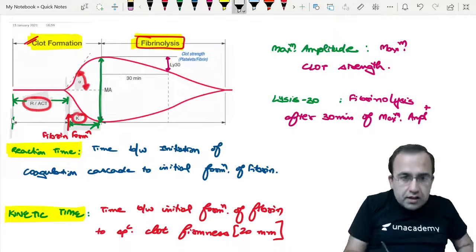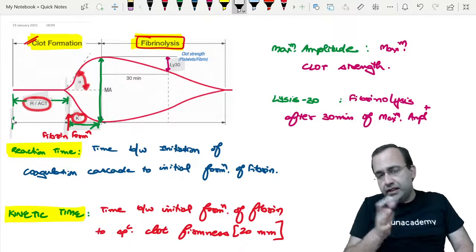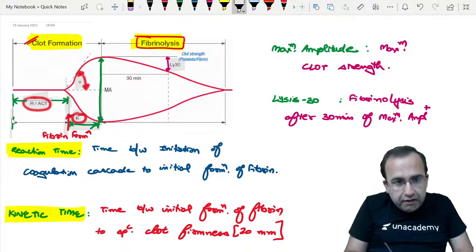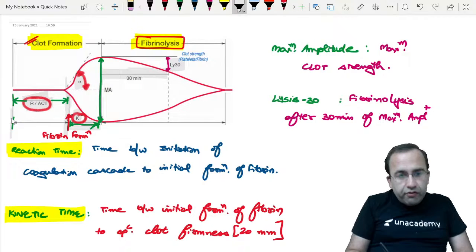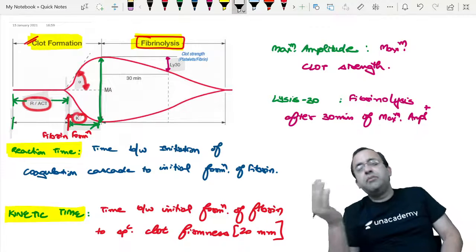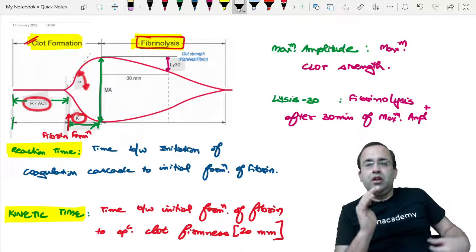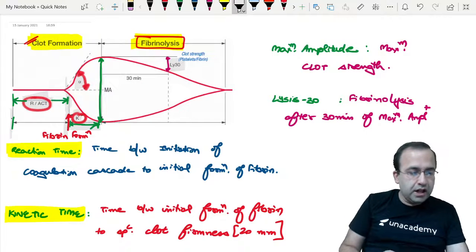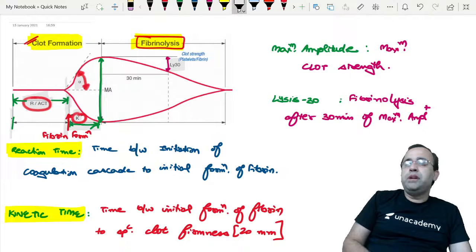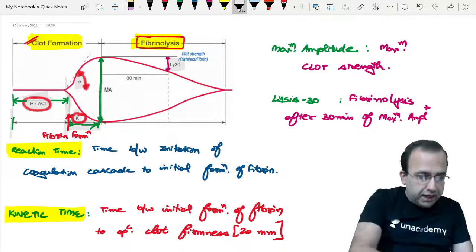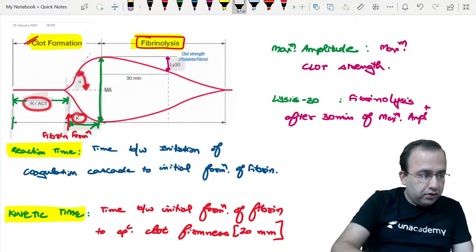And last is Ly30, lysis at 30 minutes. Fibrinolysis, like Ly30, starts from maximum amplitude. So it is fibrinolysis occurring after 30 minutes of maximum amplitude. That is Ly30. So these are the various parameters that we see in thromboelastography. Next point.